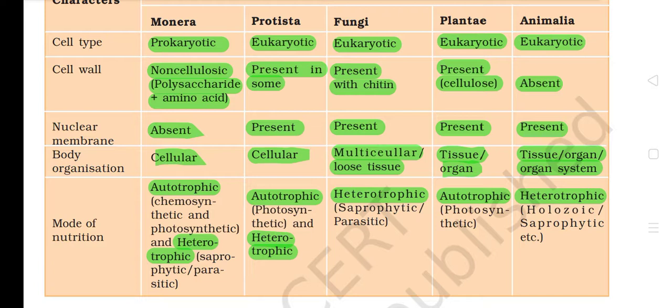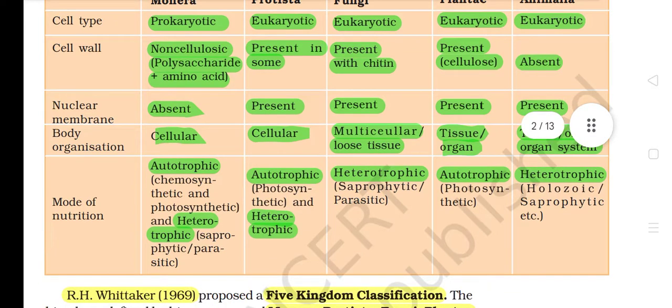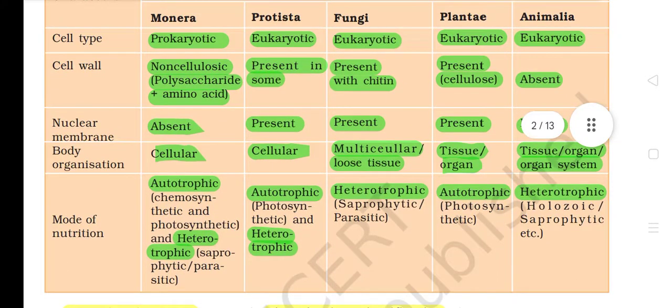Mode of nutrition: Monera autotrophic, chemosynthetic and photosynthetic, and heterotrophic, saprophytic, parasitic. Protista autotrophic, photosynthetic and heterotrophic. Fungi heterotrophic, saprophytic, parasitic. Plantae autotrophic, photosynthetic. Animalia heterotrophic, holozoic, saprophytic, etc.